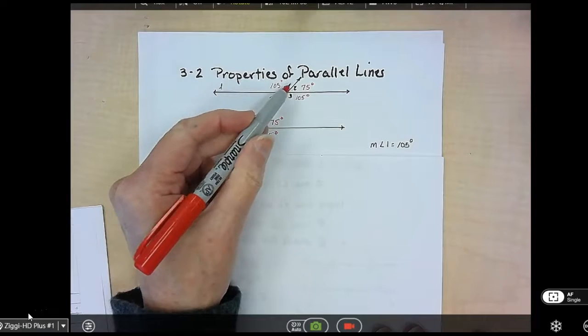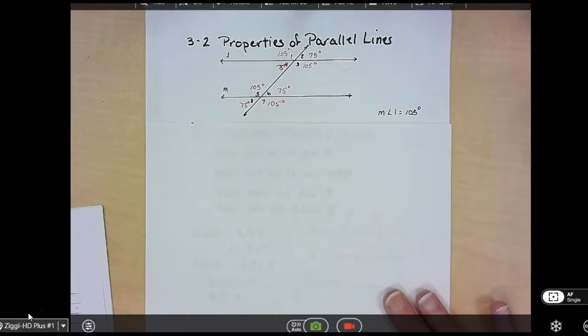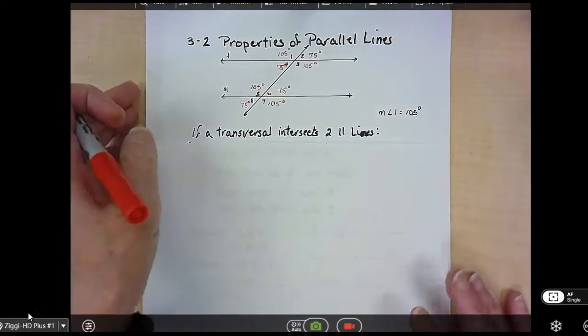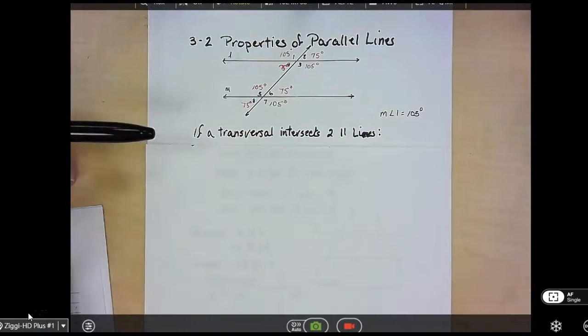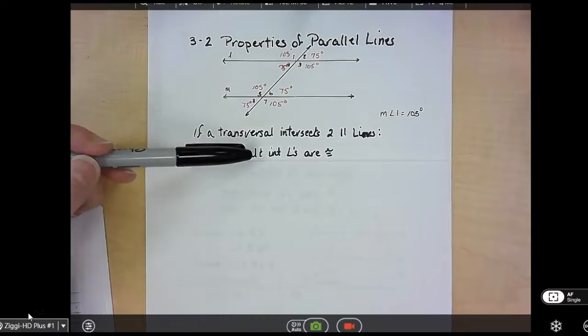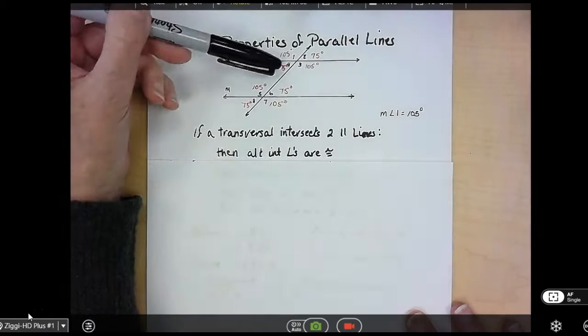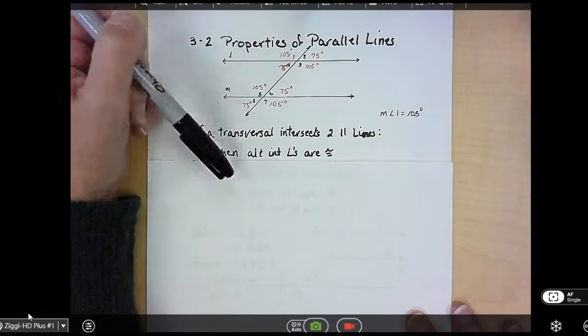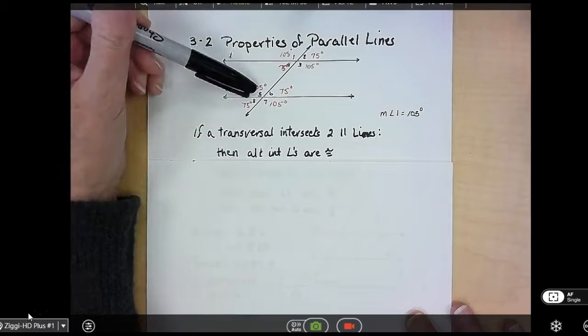These angles with parallel lines will be the same as these angles. So that sets us up to do a whole bunch of theorems. And all these theorems start with if a transversal intersects two parallel lines, then alternate interior angles are congruent. So if we look at our alternate interior angles of 4 and 6, they're both 75. 3 and 5 are both 105. They're going to be congruent to each other.